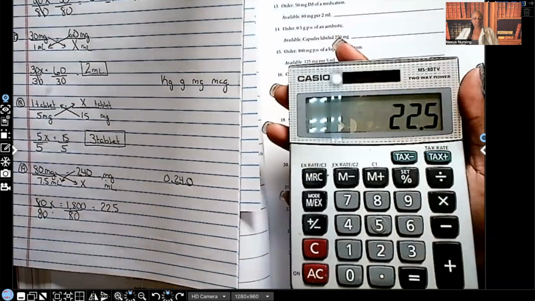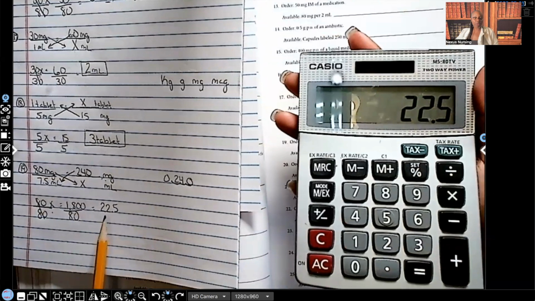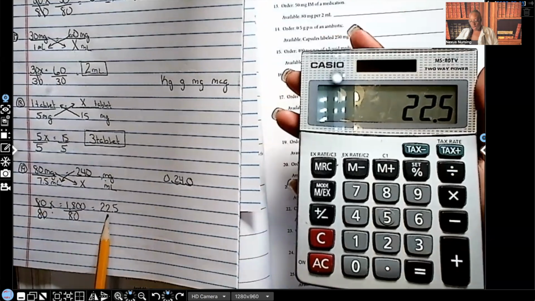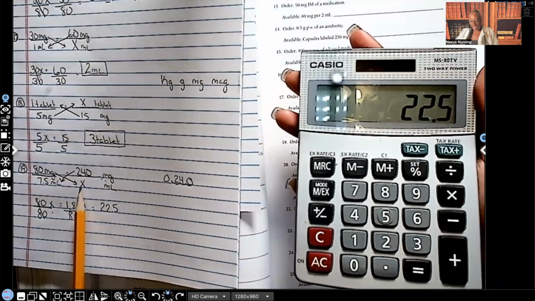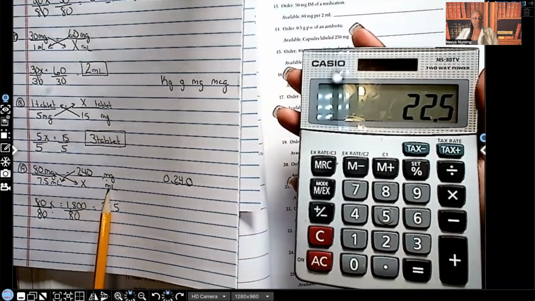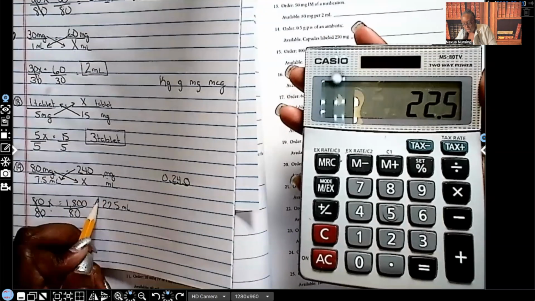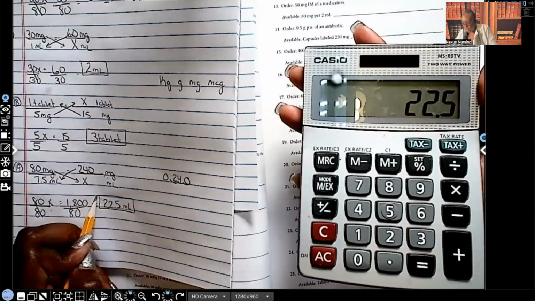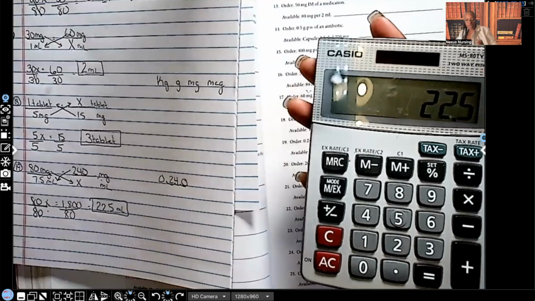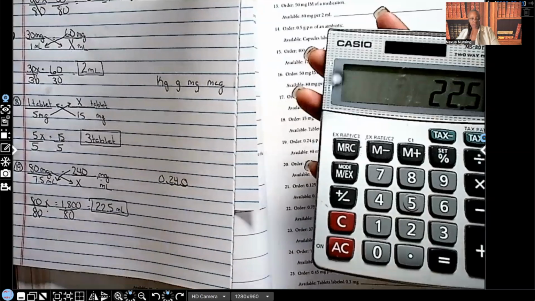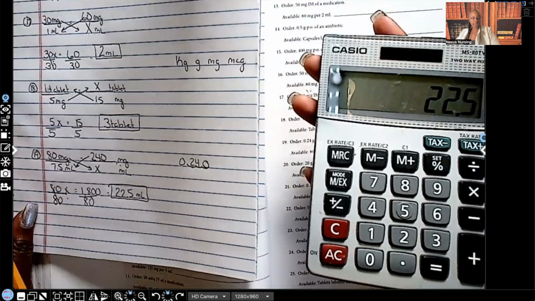right here. But remember, guys, we're not done. We have to tack on our unit. So go back to X to remember what you were solving for, and you were solving for ml. So it's 22.5 ml. Am I correct? Number 19, very good. 22.5 ml. Okay. Let's do number 20.